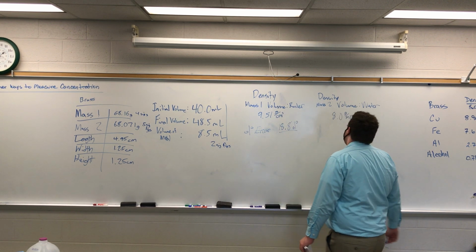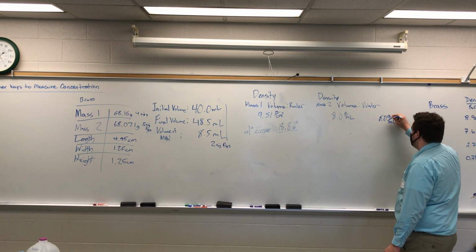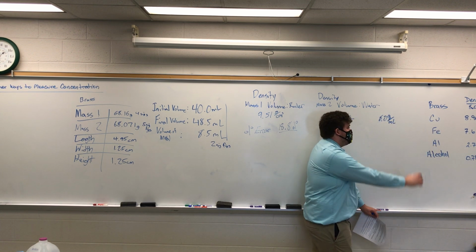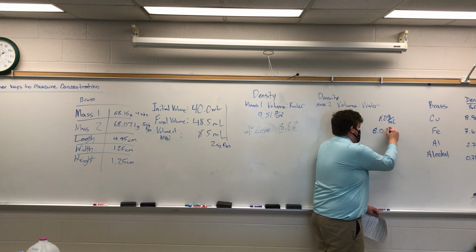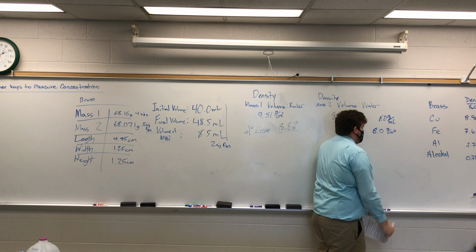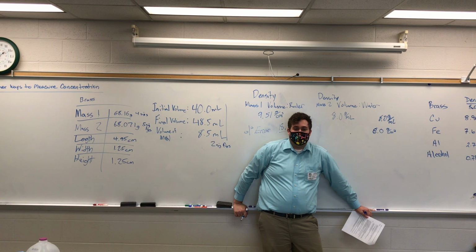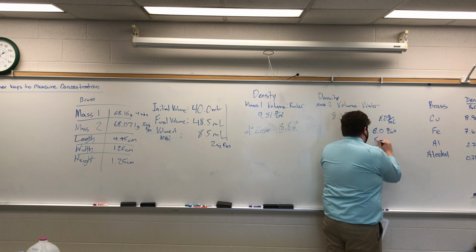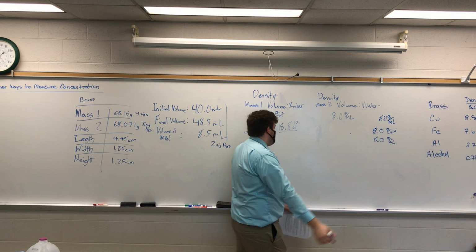So, the density that you got here, 8.0 grams per milliliter, right? So, let's look, use brass, right? Yeah. Brass, 8.0 grams per cubic centimeter. So, what do we know about the conversion between cubic centimeters and milliliters? They're the same, right, perfect. So, this is 8.0 grams per milliliter.